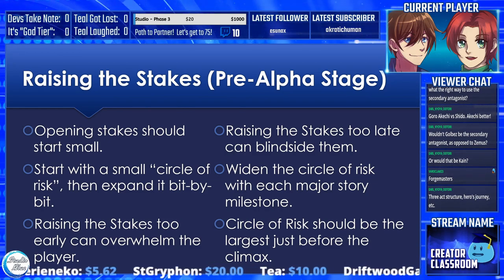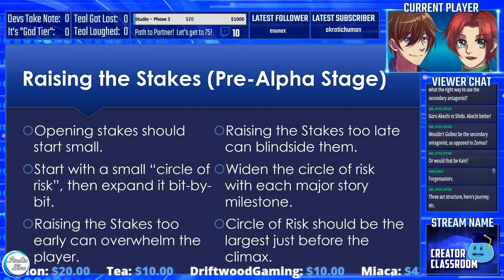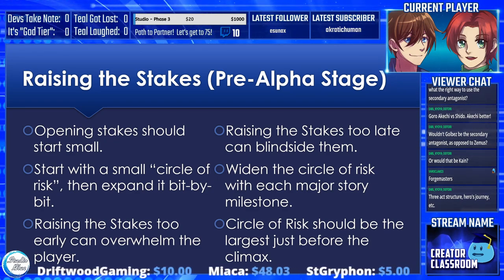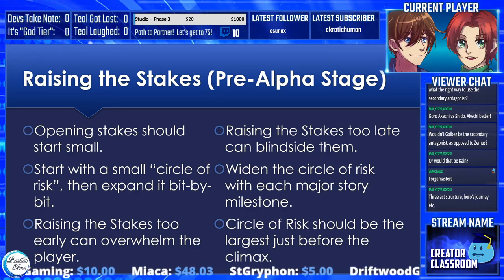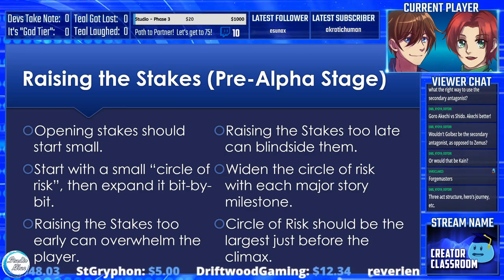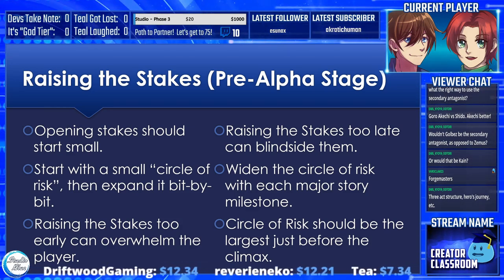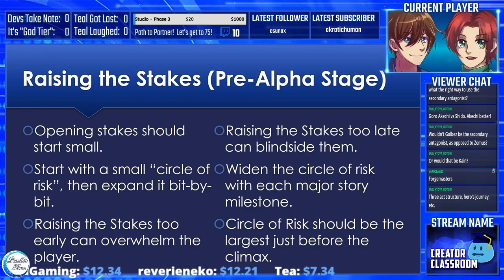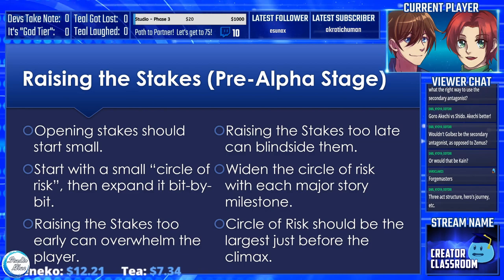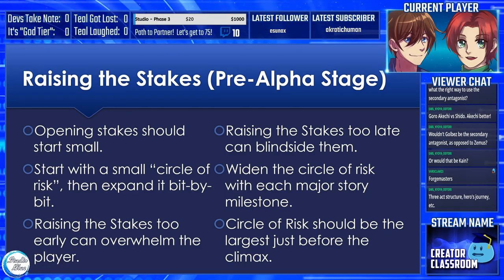So again, we talk about stakes in other creator classrooms. And by the way, what we're giving right here is advice that is literally just our take on it. There are tons of ways you can go about doing this. But we've always felt that our preferred method is to start off with a small enough circle so that the player can acclimate themselves to the protagonist, their risks, their stakes, what they have to accomplish in order to stop a bad thing, and then slowly widen it more and more with those milestones and story sections until it's as big as it's going to be.